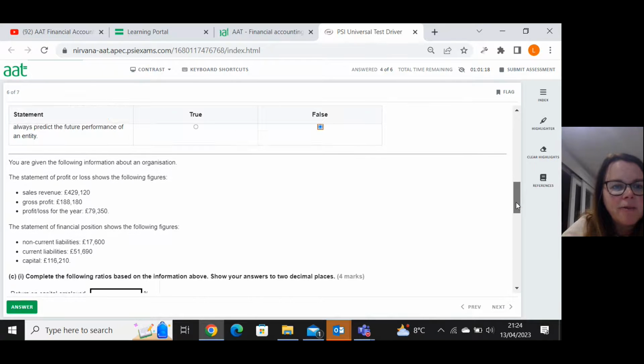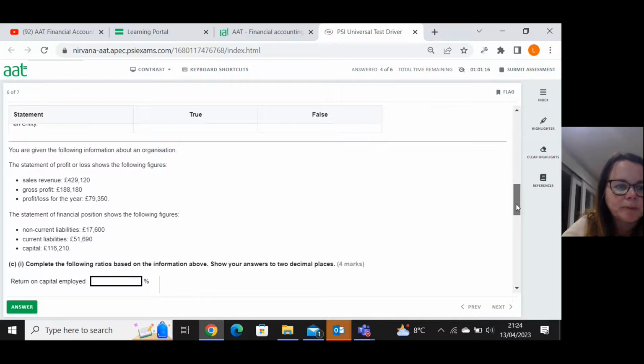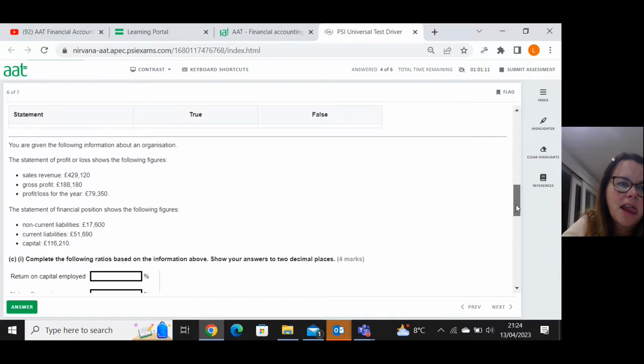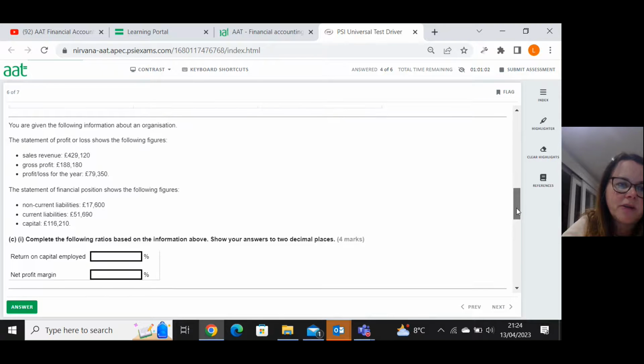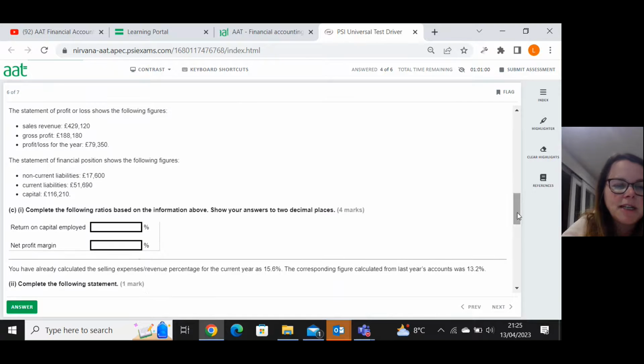You are given the following information about an organisation. The statement of profit or loss shows the following figures: sales revenue, gross profit, profit or loss for the year. The statement of financial position shows the following figures. Right, so we've got some information. We just need to know our formulas here. So return on capital employed.